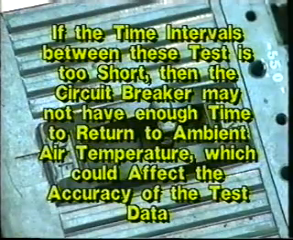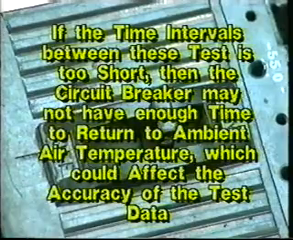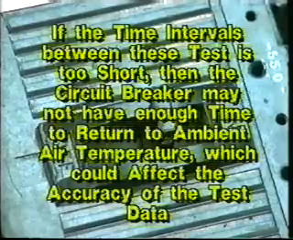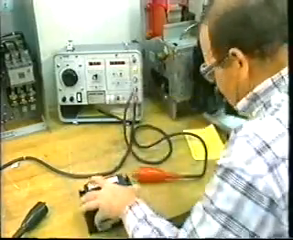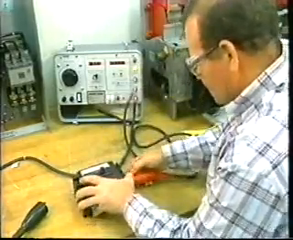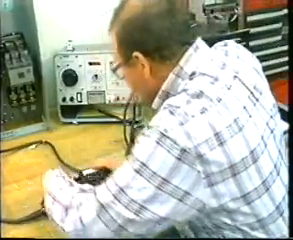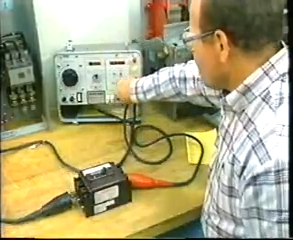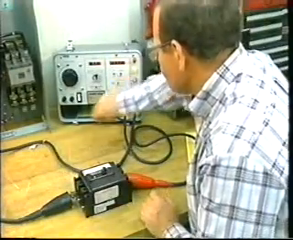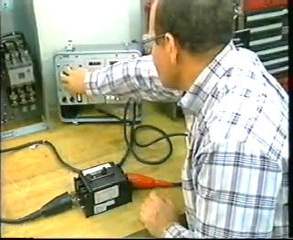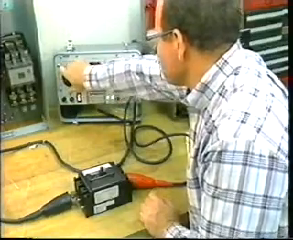If the time intervals between these tests is too short, then the circuit breaker may not have enough time to return to ambient air temperature, which could affect the accuracy of the test data. The instantaneous trip test is intended to simulate short circuit conditions. In field testing, not only is it important to determine that the magnetic trip feature operates properly, but it's also important that it trips at or near the instantaneous set point.